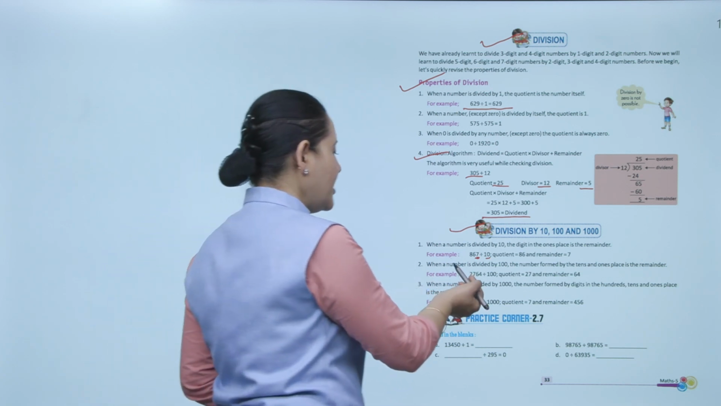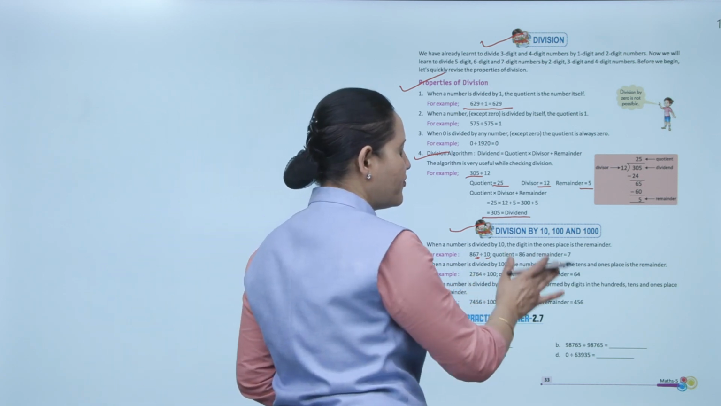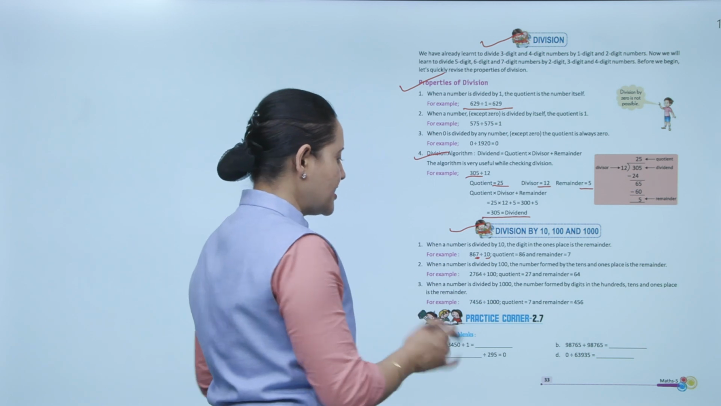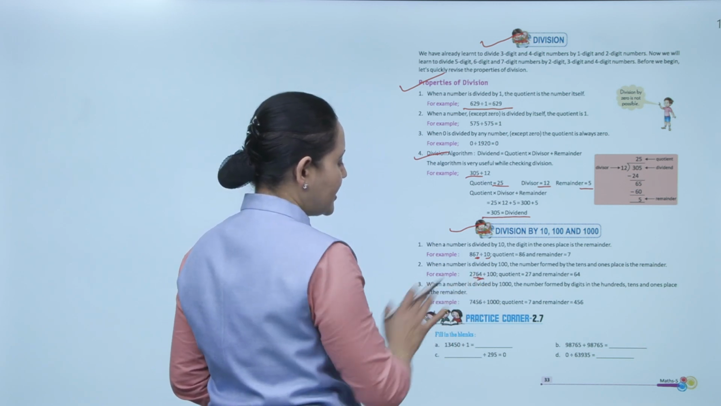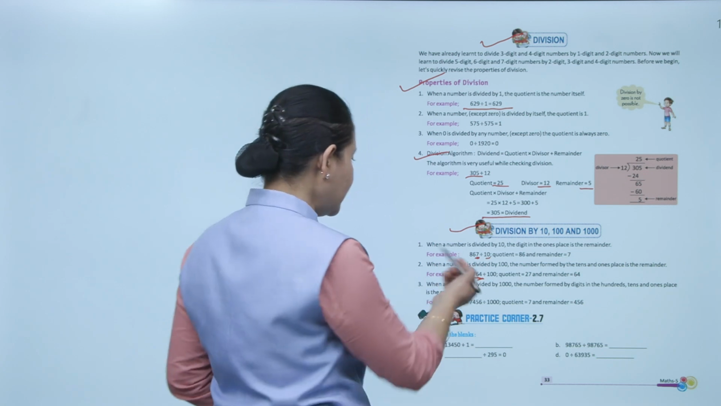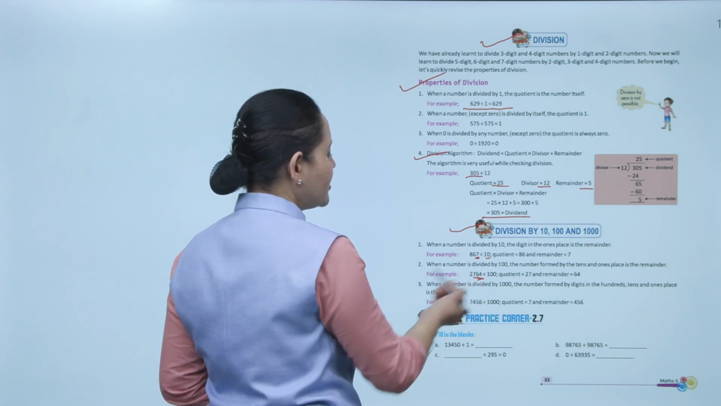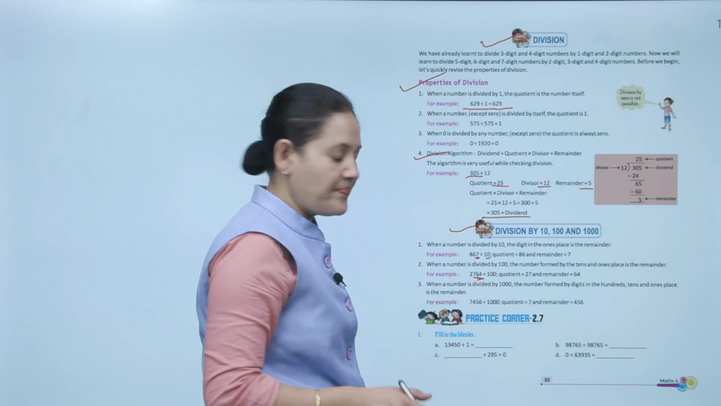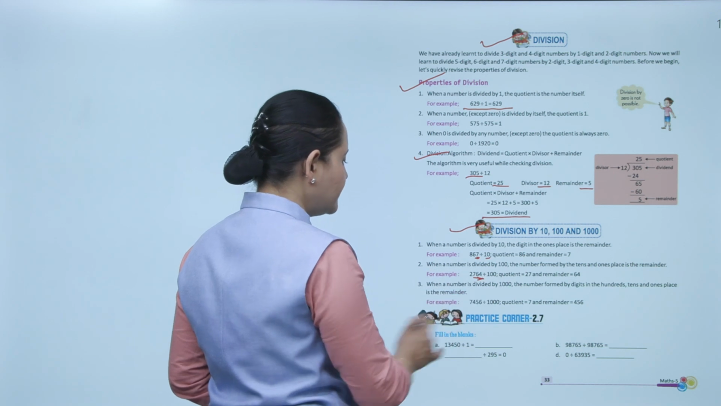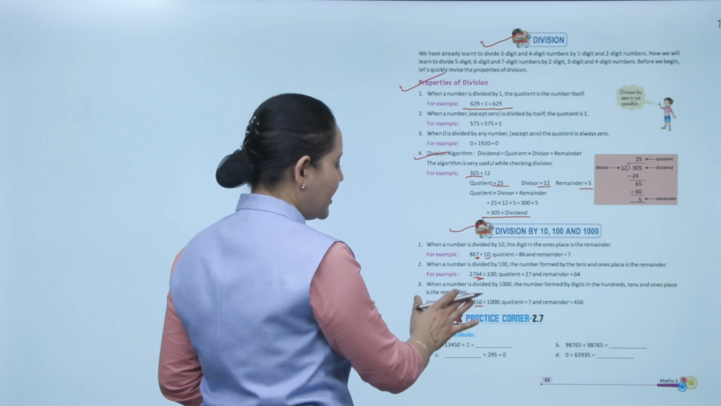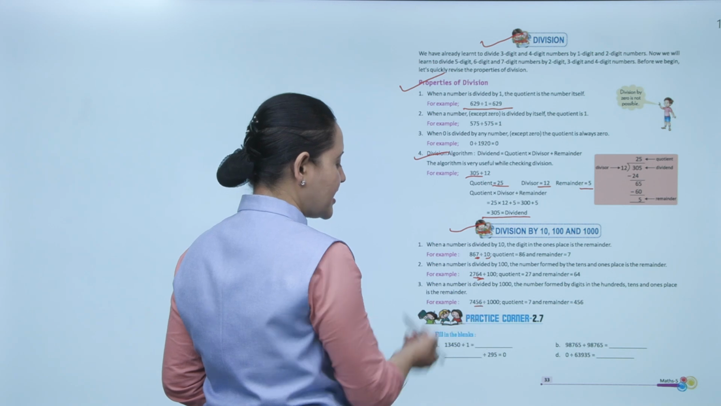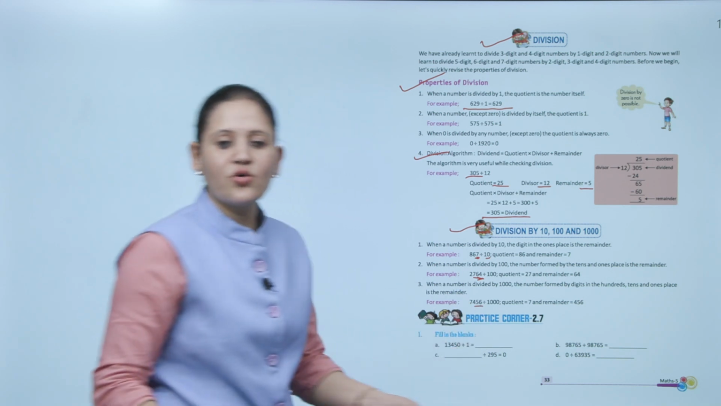Next, when a number is divided by 100, the number formed by the tens and ones places is the remainder. So these two digits, tens and ones, are the remainder. That means 64 is the remainder and 27 is the quotient. Clear? When we divide by 1000, the ones, tens and hundreds digits are our remainder, meaning 456 is the remainder, and 7 is the quotient.